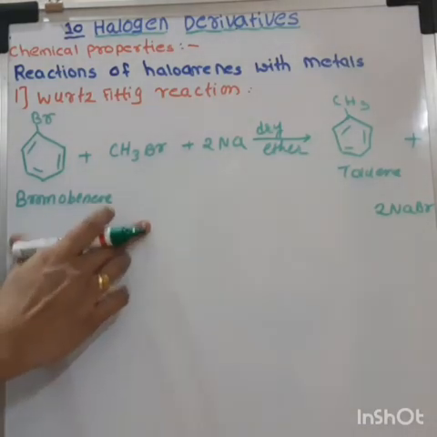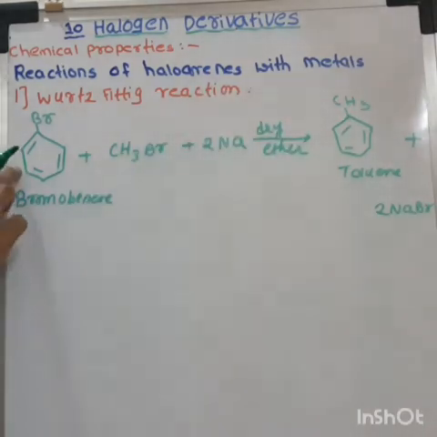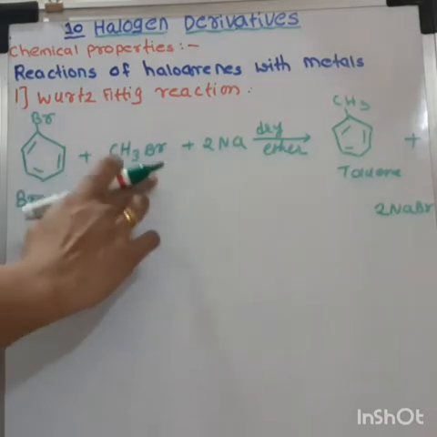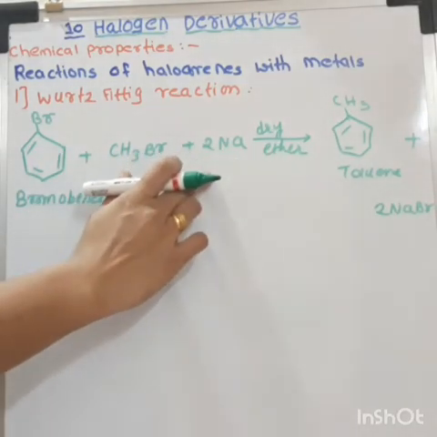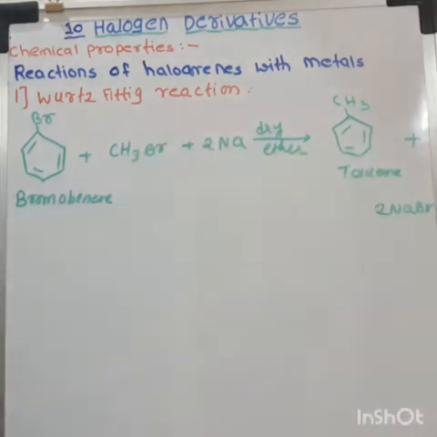This reaction shows alkylation of the aryl halide. This reaction is carried out with aryl halide plus alkyl halide in presence of dry ether and sodium metal, and the product formed is a substituted benzene.